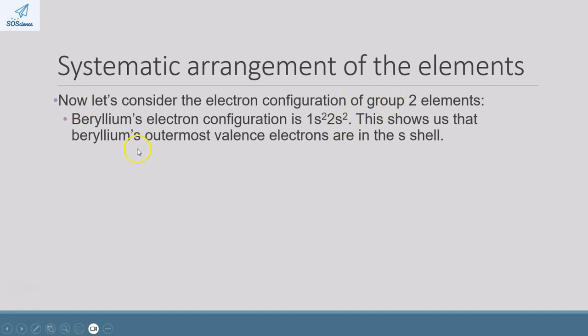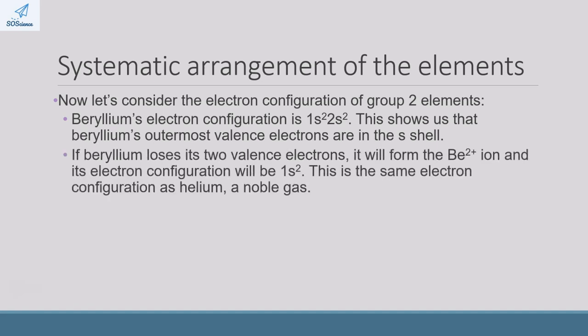So this shows us that beryllium's outermost valence electrons are in the s shell. And remember that group 2 elements are part of the s block. If beryllium loses its 2 valence electrons, then firstly it will form the Be2+ ion, and secondly its electron configuration will look just like helium's electron configuration, again noble gas configuration.